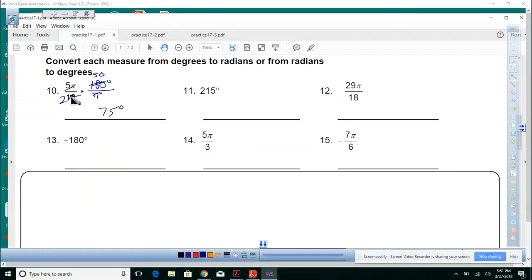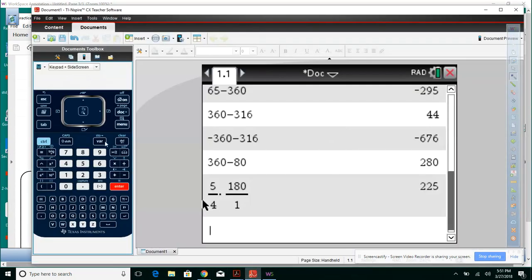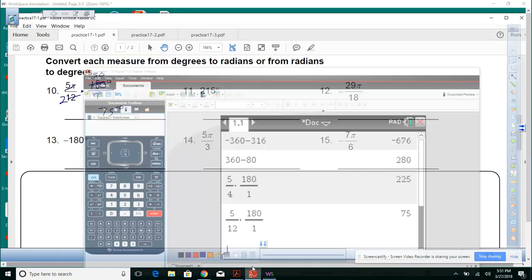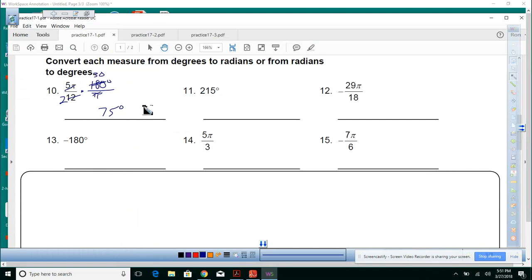Well, I must not have done that right. That's easy. 6 goes, that would be 30. That's 150 divided by 2. Oh, I put a 4 down there. I should have put a 12, right? 5 over 12. 75 degrees. All right, 75 degrees. Good deal.